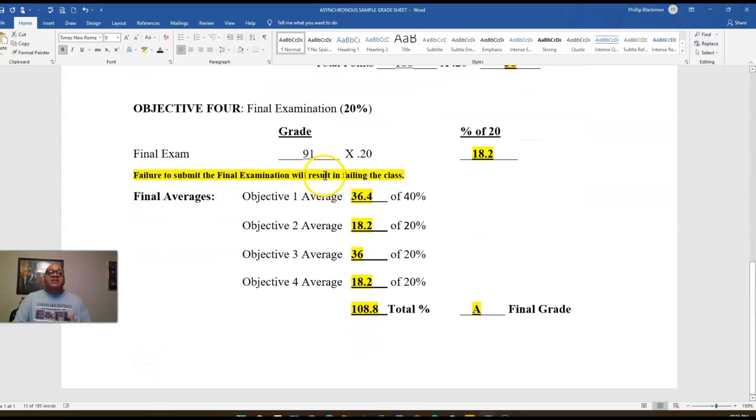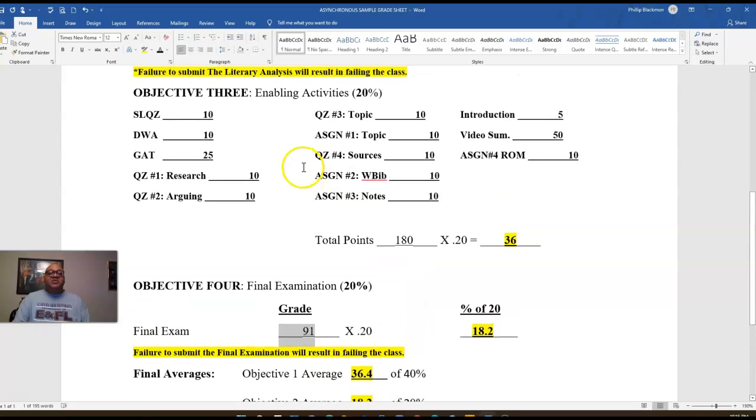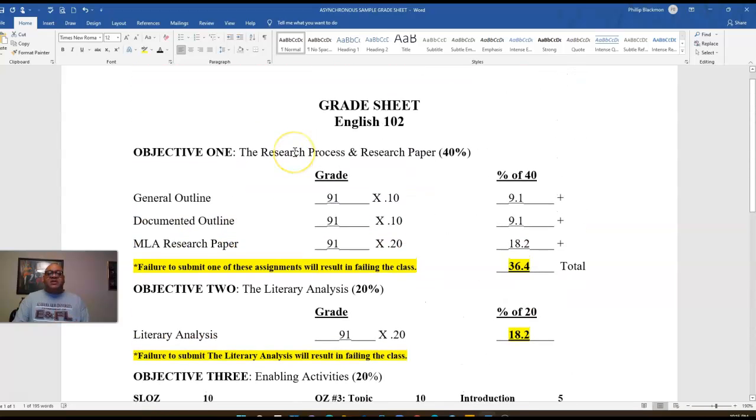And because I counted the literary analysis twice, because again, I got into this class 3 weeks late and put us behind, I did not have time to give you a full final. So that's 2 zeros that you got for the objectives, okay?